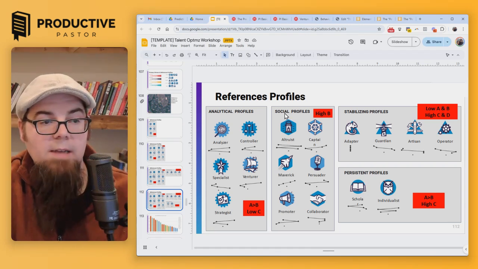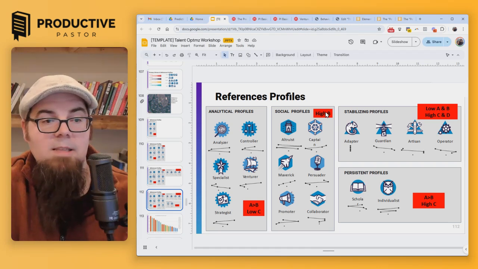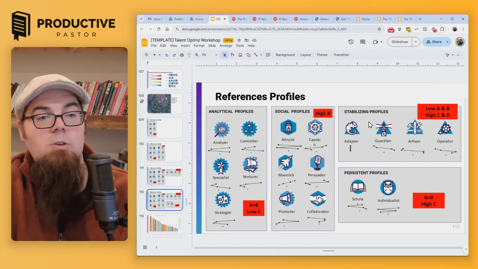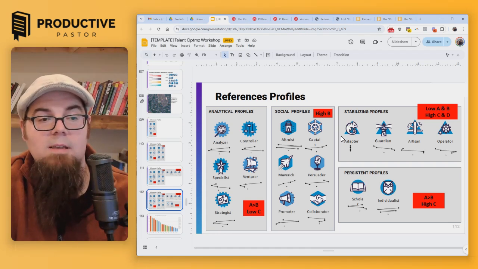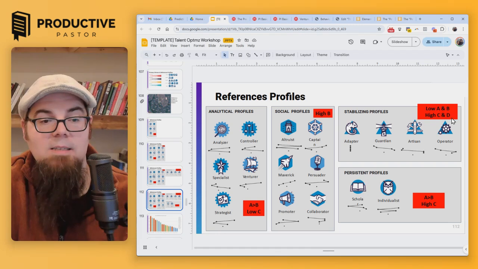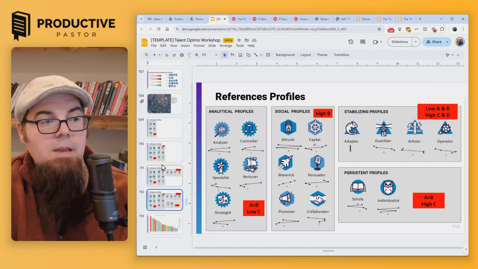You have social profiles. The only thing that they have in common is that they are high B. So you have captains and mavericks. They have this hexagon shape here. You have stabilizing profiles. These have a triangle. They're low A and B with a high C and D. And then persistent profiles is this kind of circle.